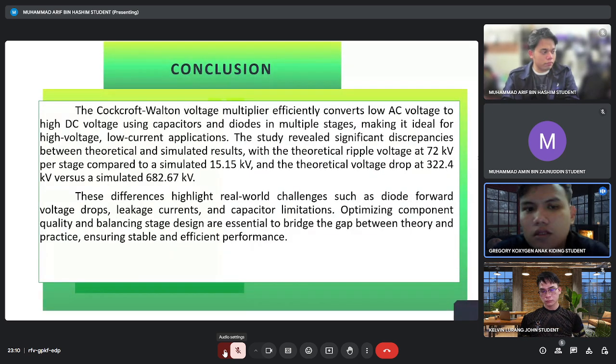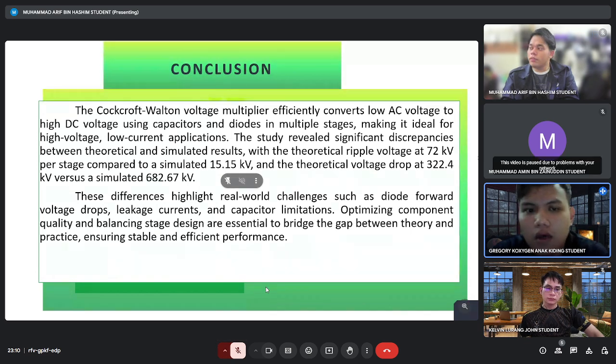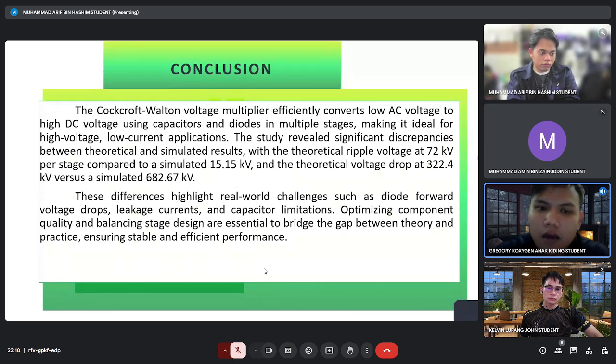So these differences highlight real-world challenges such as diode forward voltage drop, leakage current, and capacitor limitation. So optimizing component quality and balanced stage design are essential to bridge the gap between theory and practice to ensure stable and efficient performance.